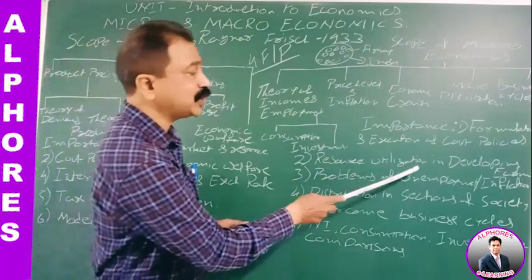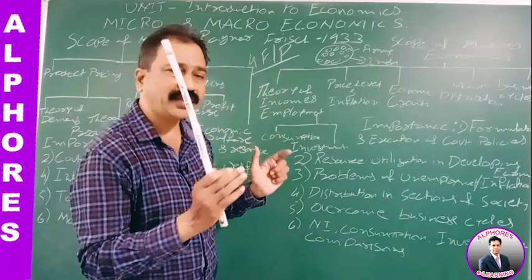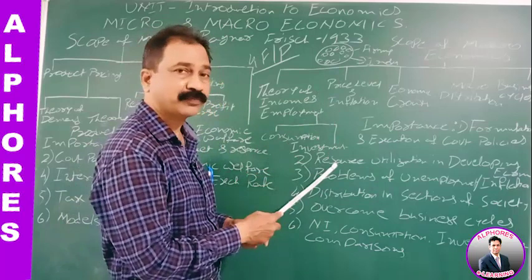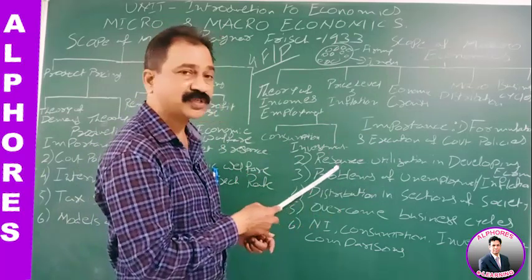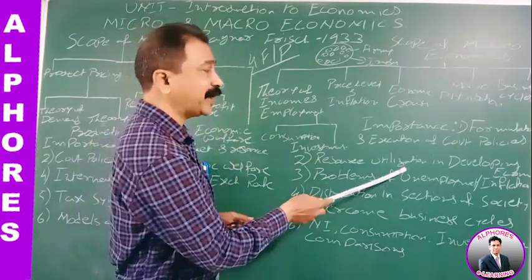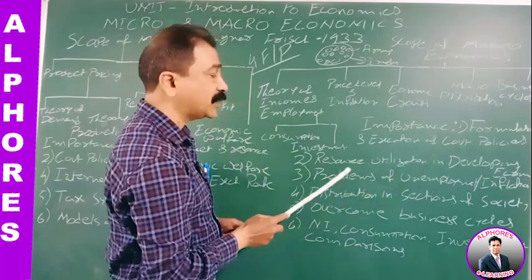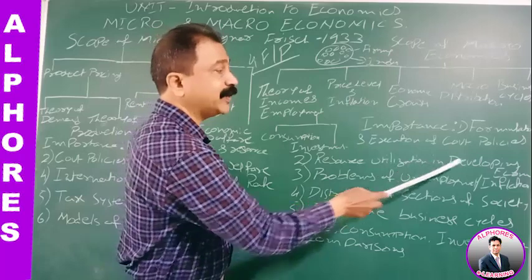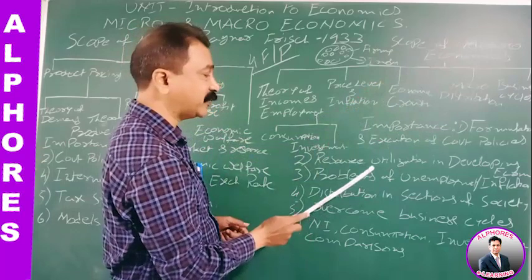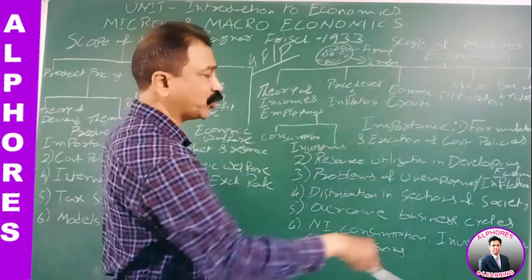Next, resource utilization in developing economies. Already we have seen that all resources are scarce. How to utilize those scarce resources for developing the total economy? That planning is supposed to be made by the government. The government has to make the policies for scarce resource utilization in a developing economy. That is supported by macroeconomics. All the data will be provided by macroeconomics. See the scope of macroeconomics.